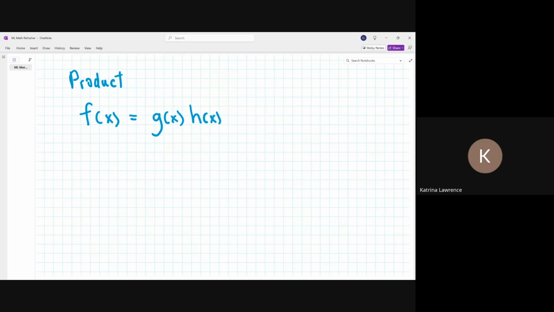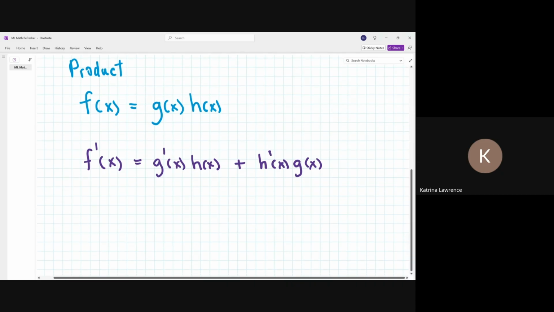So I'm going to show you the general rule for how we can find a derivative in this situation. You would say f prime of x equals the derivative of the first, so we're going to call that g prime, times the second, so h of x, plus the derivative of the second, so that'd be h prime multiplied by the first, so we just have g of x. So this is the general formula for the product rule.